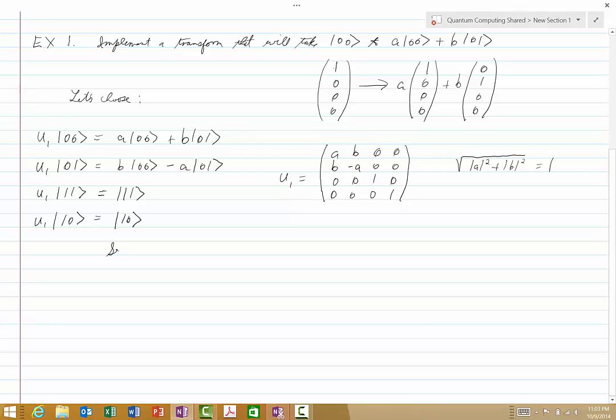So step 2 is to find a gray code that connects the first non-trivially transformed vector with the second non-trivially transformed vector. But notice that that is already done, because the first non-trivially transformed vector is 0 0, and the last one is 0 1.